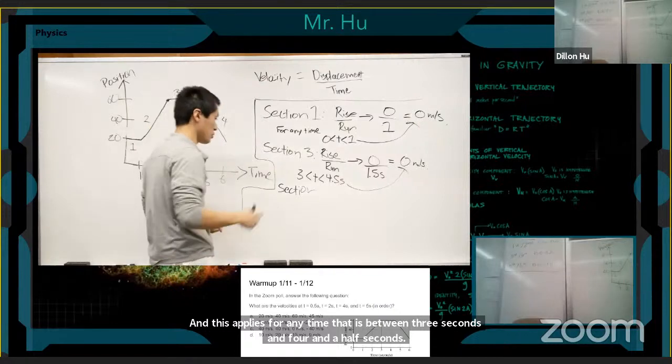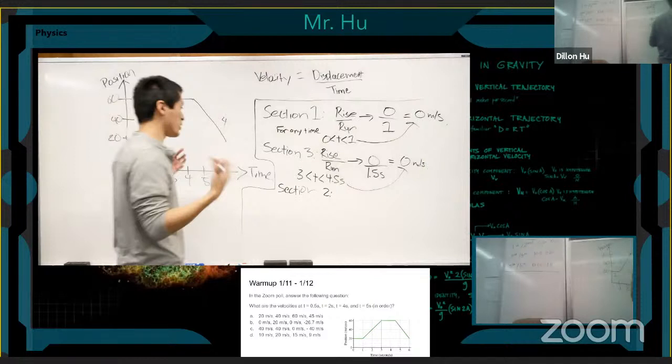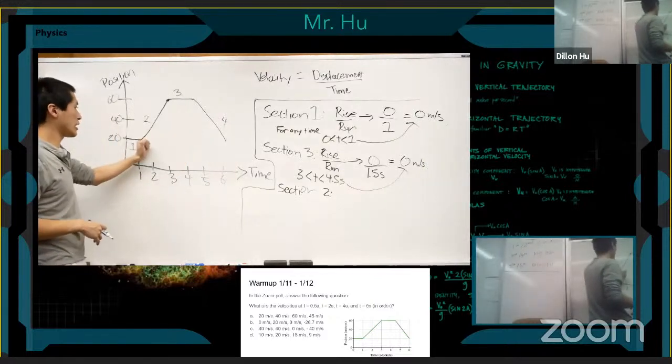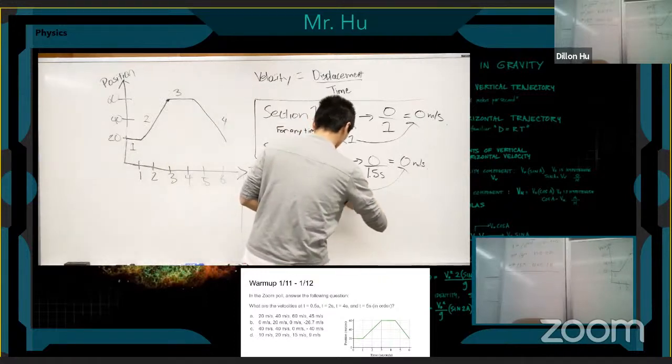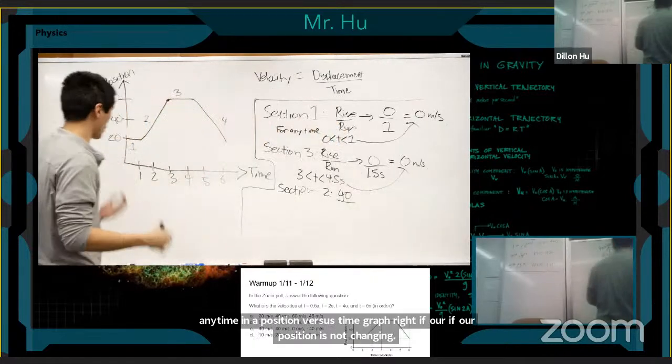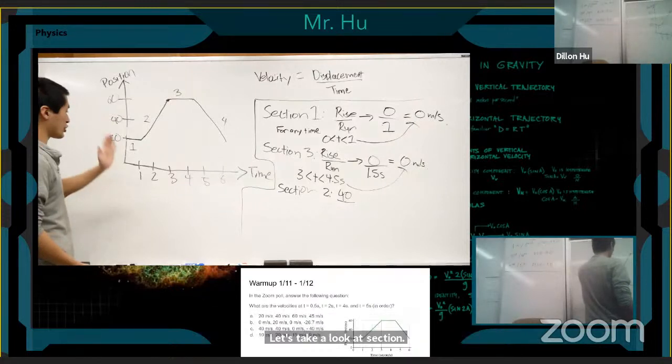Let's take a look at section 2. So section 2 here is going to be a little bit trickier. We've got to think about how much our position is changing. Well, we start at 20 and we end at 60, so our rise is 40. I'm going to think about how much time this occurs over. Well, we start at 1 second and we end at 3 seconds. So it takes 2 seconds to do this part.